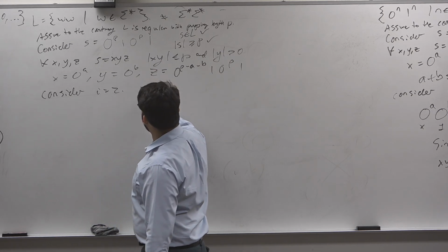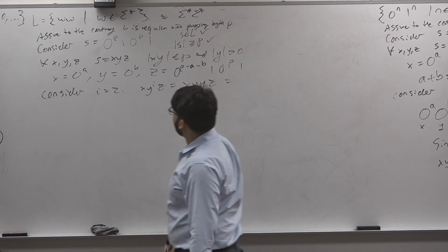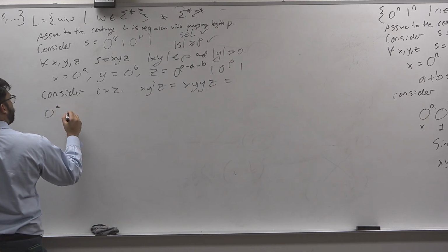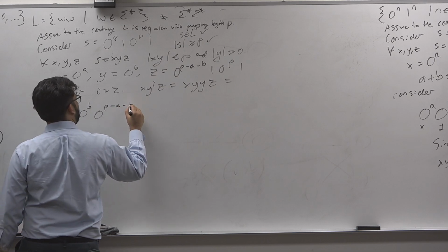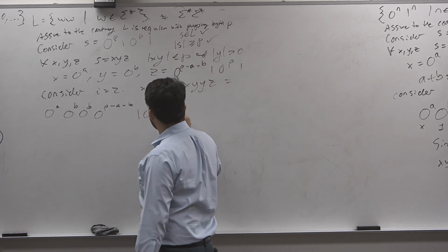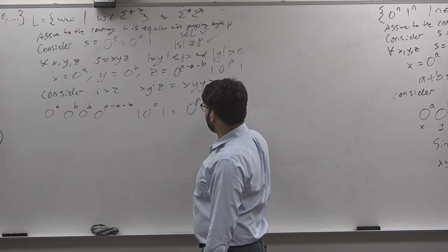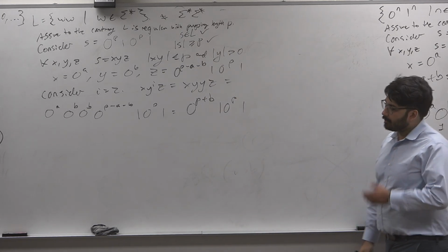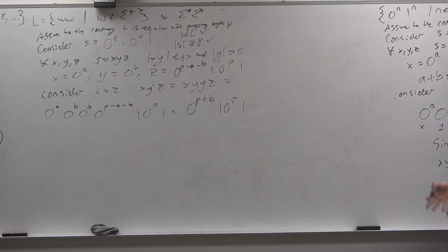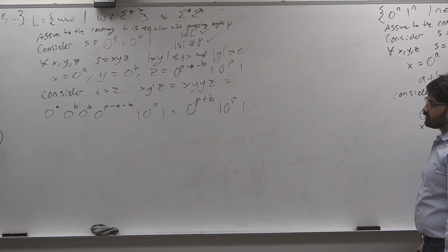We have xy^i z = xyyz, which is equal to 0^a, 0^b, 0^b, 0^(p-a-b), 1, 0^p, 1, which is going to be 0^(p+b), 1, 0^p, 1. We've inflated again the 0 block at the beginning by p b's. We've taken that y loop one additional time.